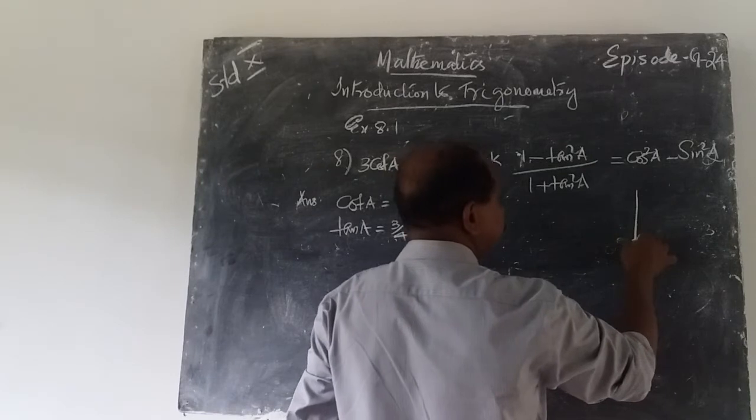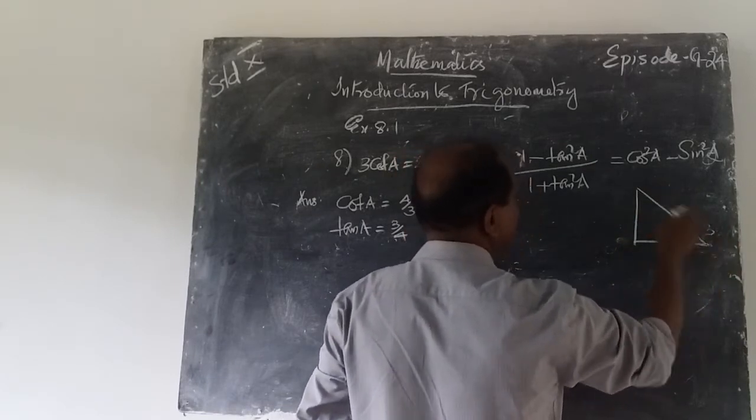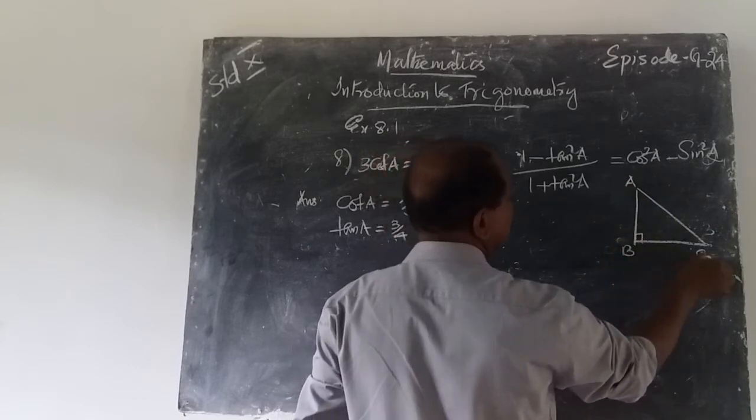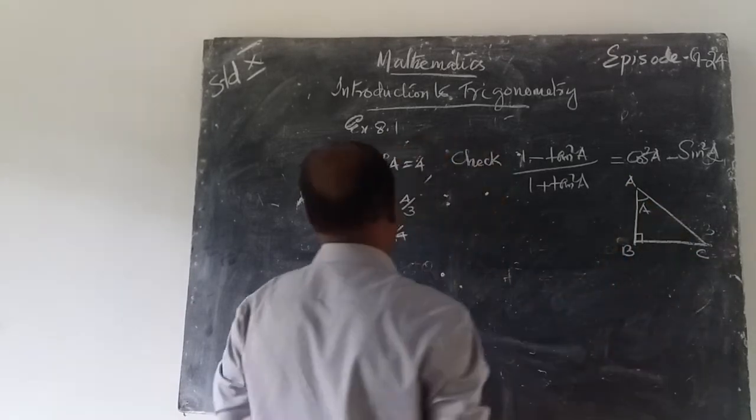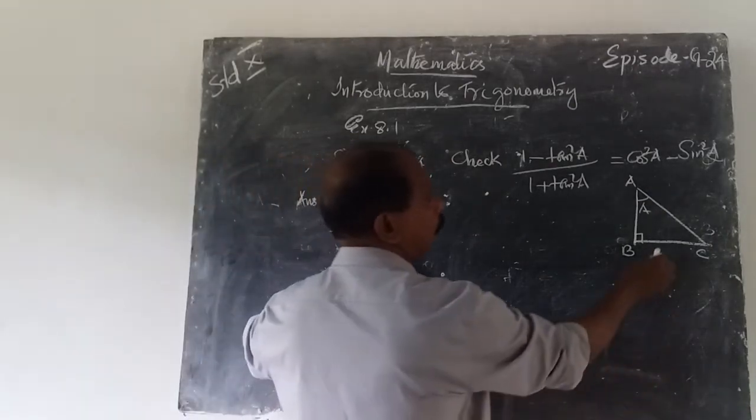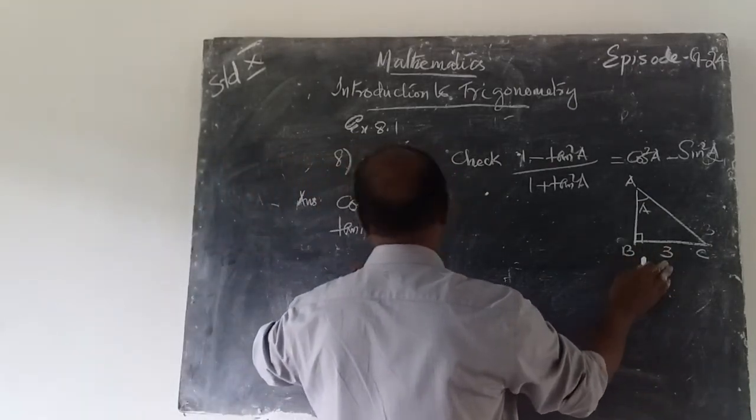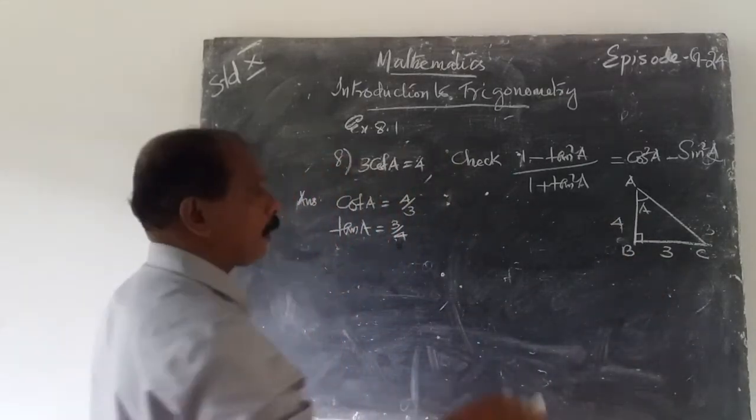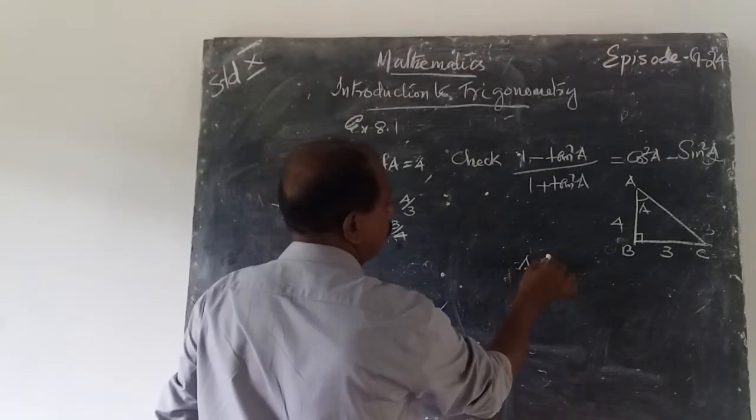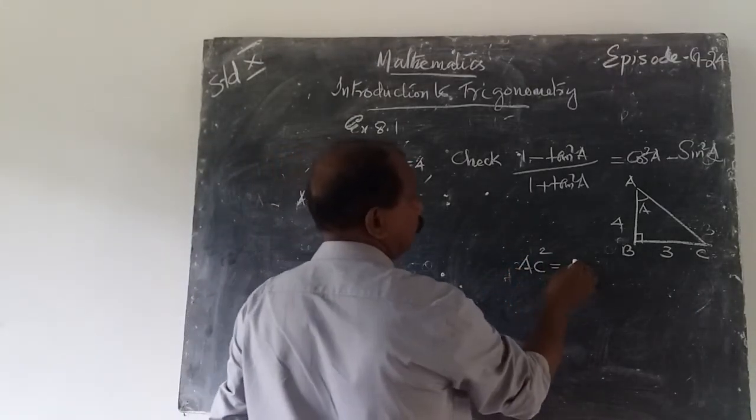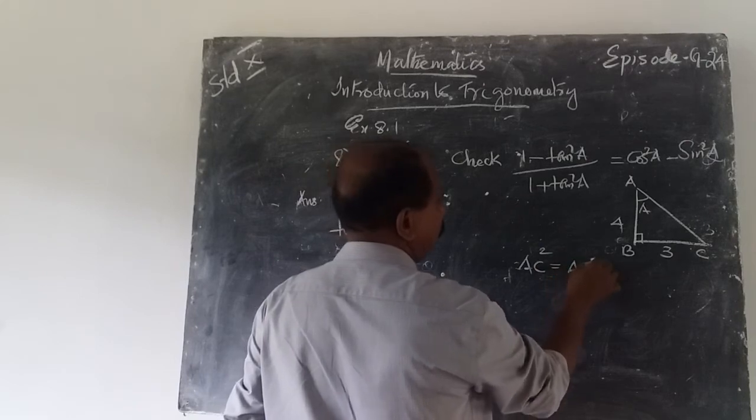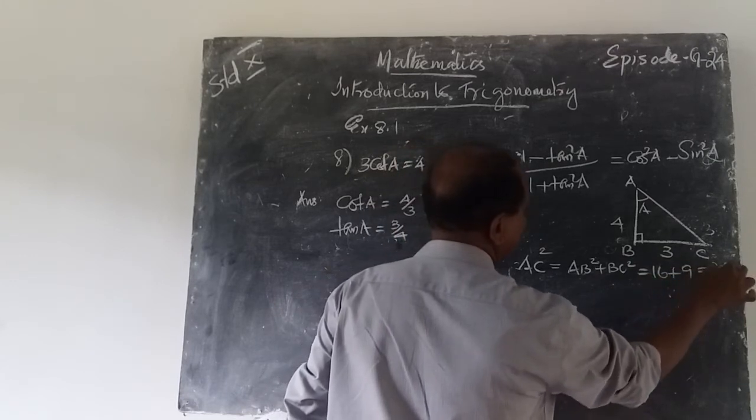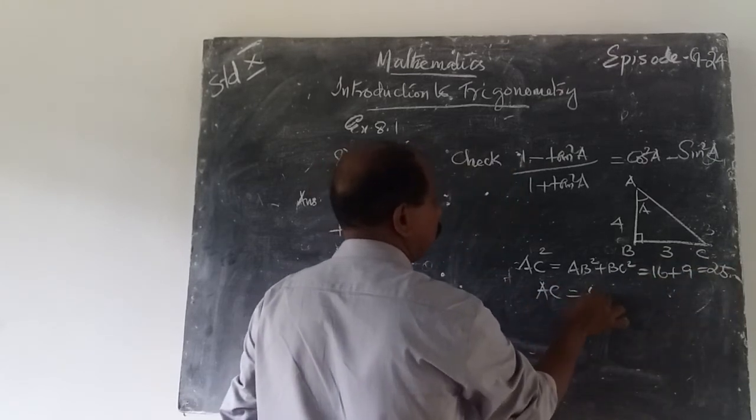Then, let us consider the figure. A right angle at B. This is angle A. Tan A is 4 by 3. That is 4 is the opposite side. Sorry, tan A is 3 by 4. Opposite side is 3 and adjacent side is 4. Then we can find out the hypotenuse. AC square is equal to AB square plus BC square is equal to 16 plus 9 is equal to 25. Therefore, AC is equal to 5.